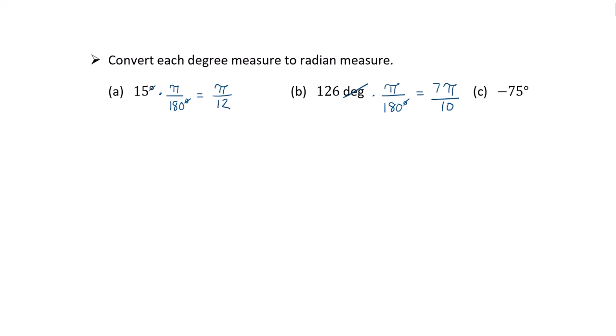Here, negative 75 degrees, I multiply by pi over 180 degrees. Again, the degrees cancel out. When I simplify, I get a negative 5 pi over 12.